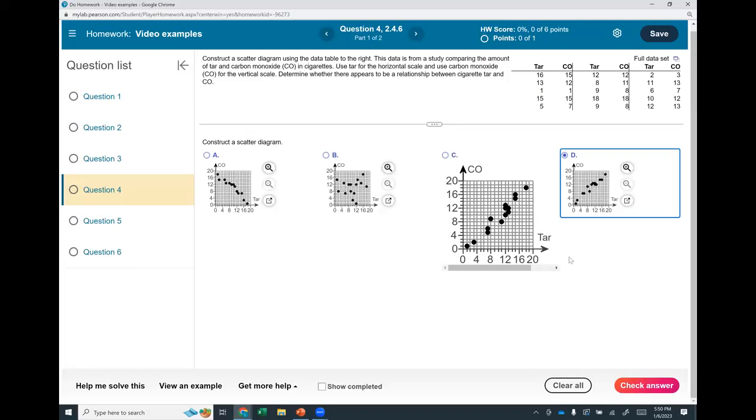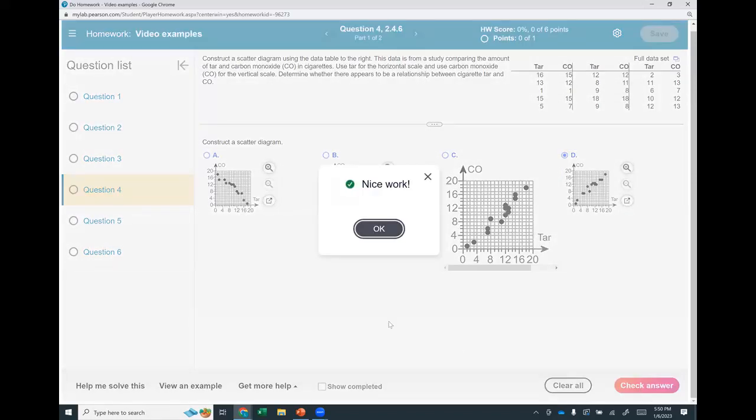And I don't really have to do much more than that to say it. I just want to show you how you can use StatCrunch instead of plotting points. Okay. So let's go back to our PowerPoint.